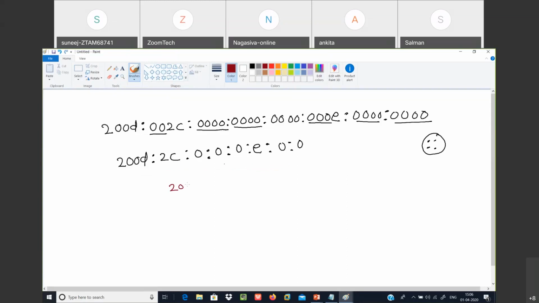Like 200D colon 2C. Multiple zeros means here three fields of zeros, right? How can we represent that here? Colon, colon, colon, three colons, right?